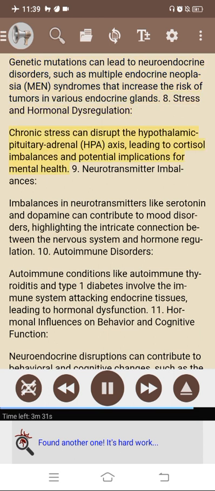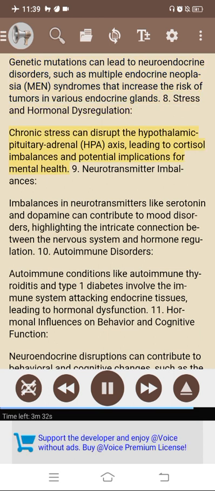8. Stress and hormonal dysregulation. Chronic stress can disrupt the hypothalamic pituitary adrenal HPA axis, leading to cortisol imbalances and potential implications for mental health. 9. Neurotransmitter imbalances. Imbalances in neurotransmitters like serotonin and dopamine can contribute to mood disorders, highlighting the intricate connection between the nervous system and hormone regulation.